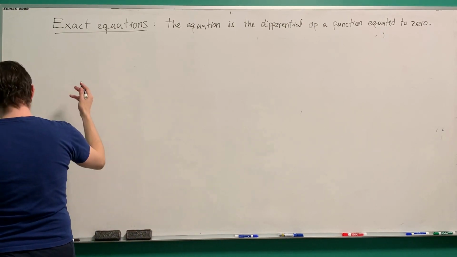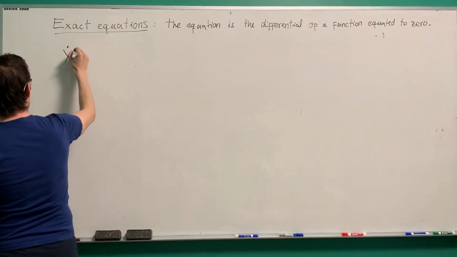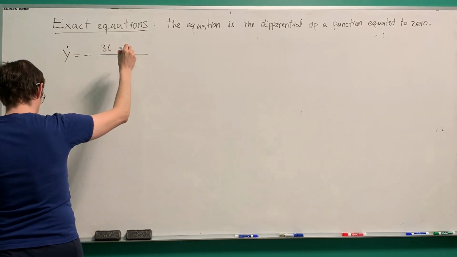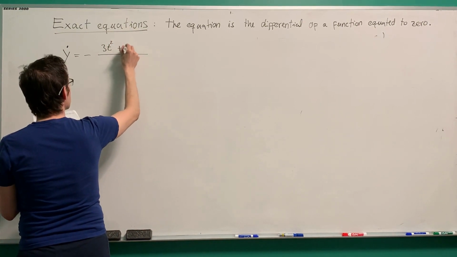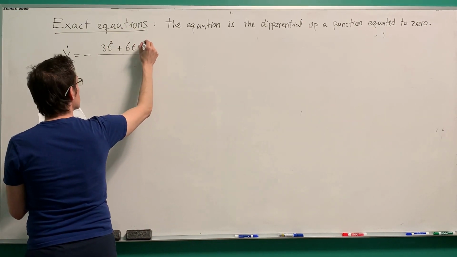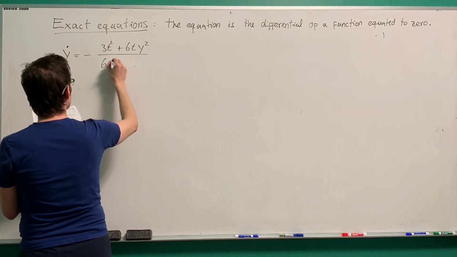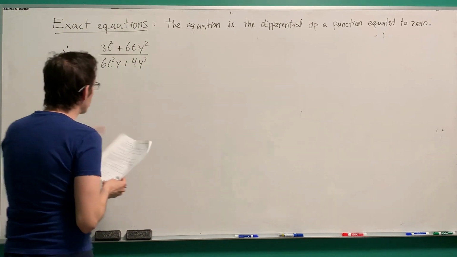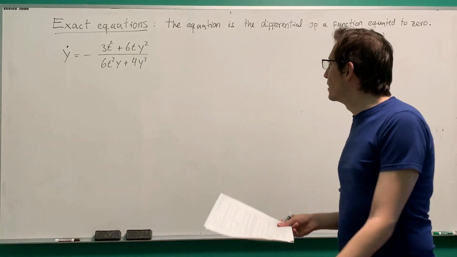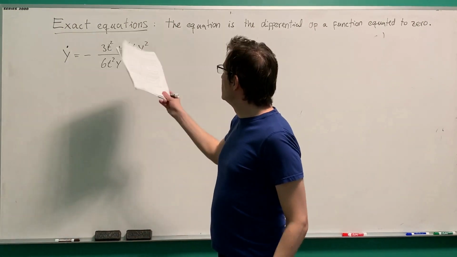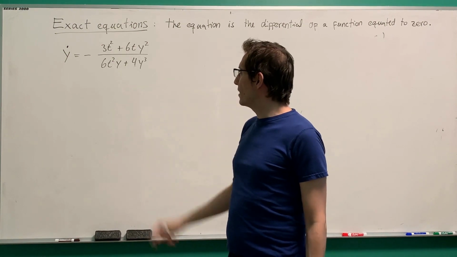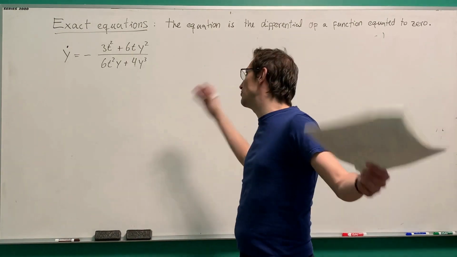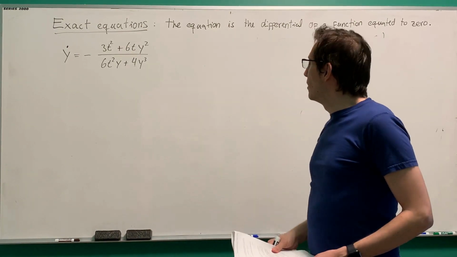So imagine I give you the following equation. y dot is equal to minus (3t squared plus 6y squared) divided by (6t squared y plus 4y cubed). Now, this is a difficult equation. Let's classify it. Independent variable, t. Dependent variable, y. Linear or non-linear? Certainly non-linear. So in general, difficult, right?